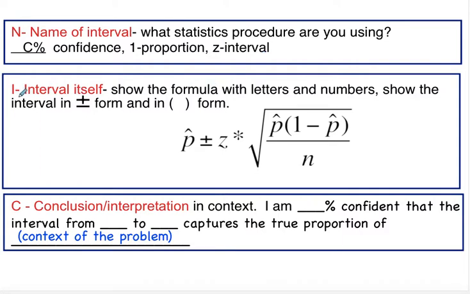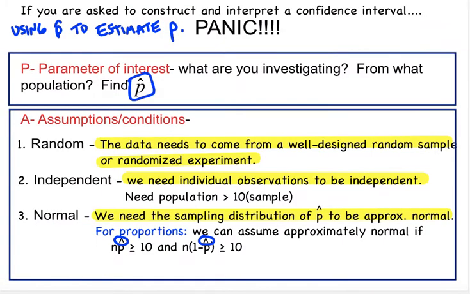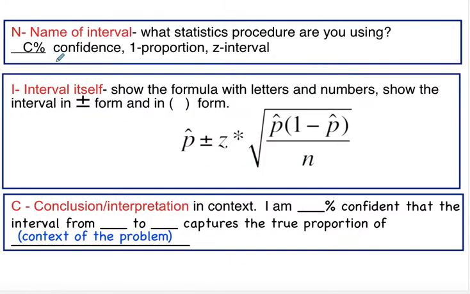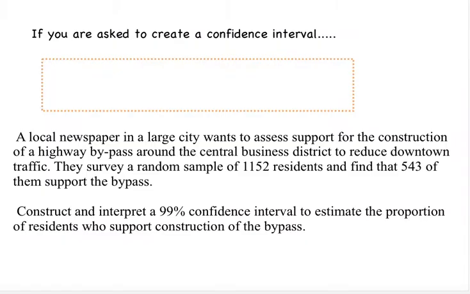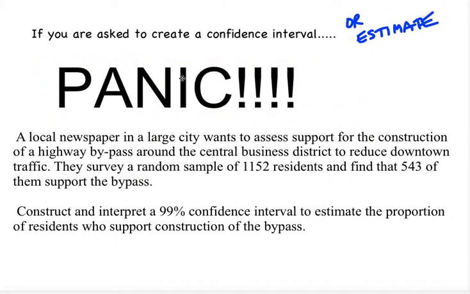Then I in PANIC is the interval itself. So this is what we did yesterday. And then C is your conclusion, which is also what we did yesterday. That's interpreting your confidence interval. So yesterday you learned the I and the C. Today we're learning P, A, and N. Anytime you're asked to create a confidence interval, or anytime you're asked to estimate, we are going to PANIC, okay?